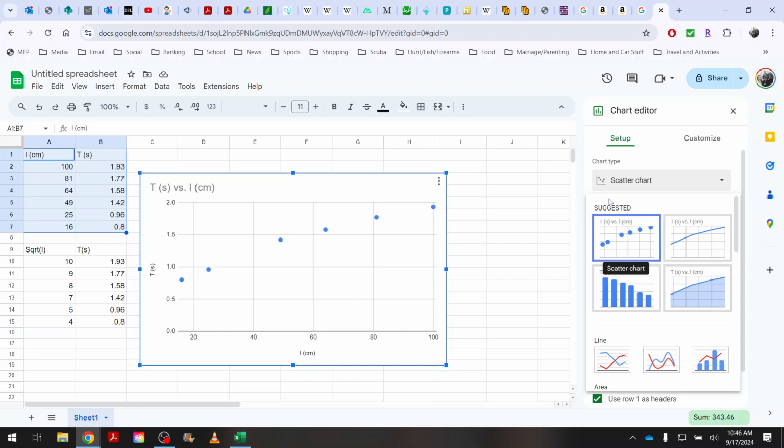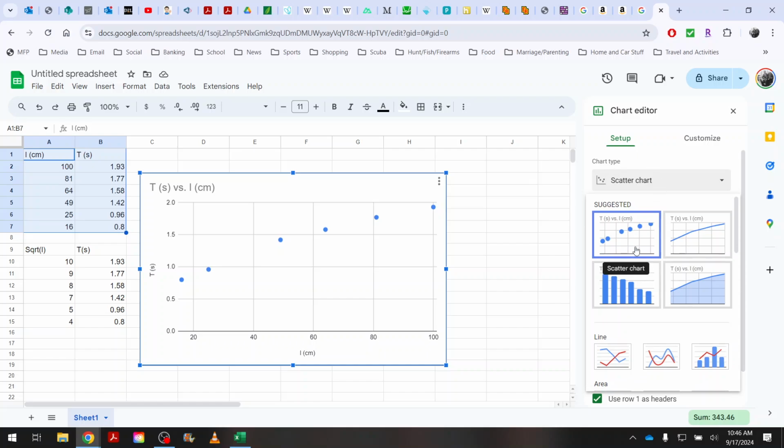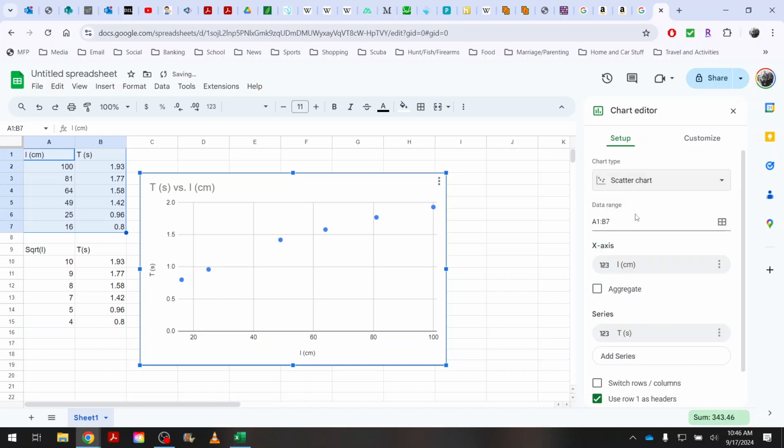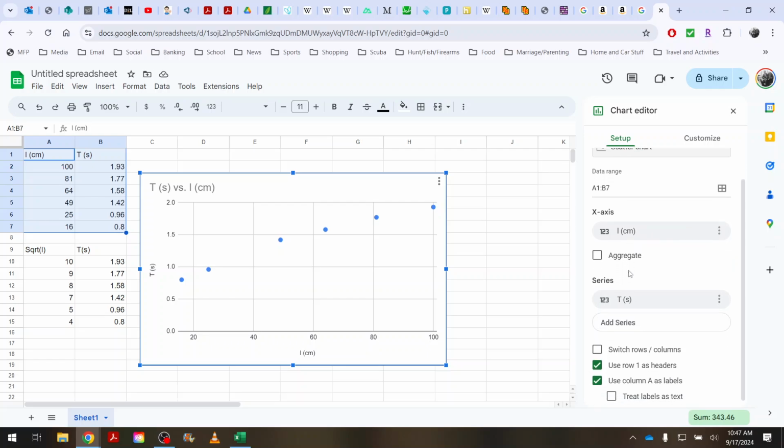In the chart editor, where's the chart? Go setup. Scatter's the one you want. We've given it the data range. We've told it which one is the x-axis. You can actually do that in Sheets. That doesn't give you options to do that in the same way in Excel.